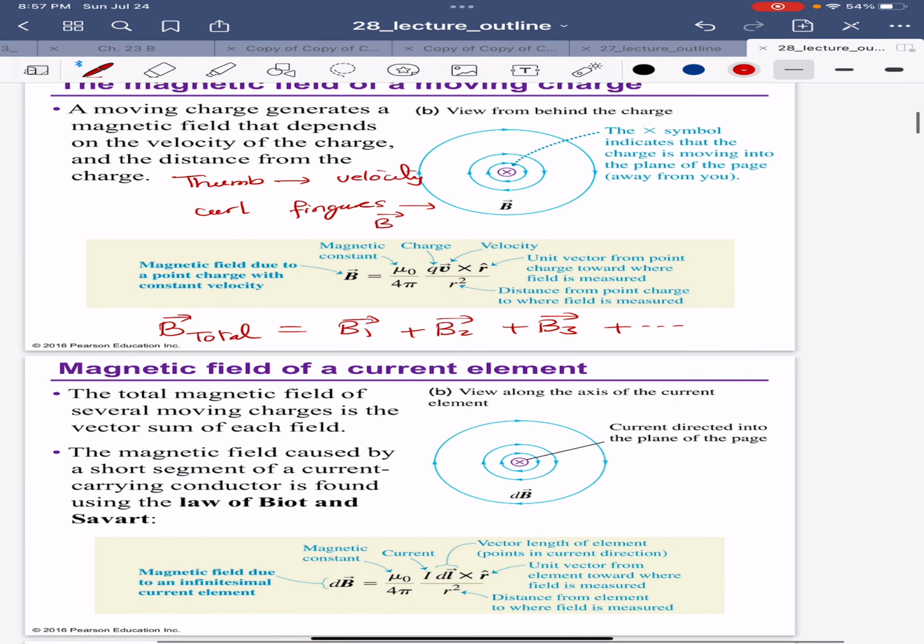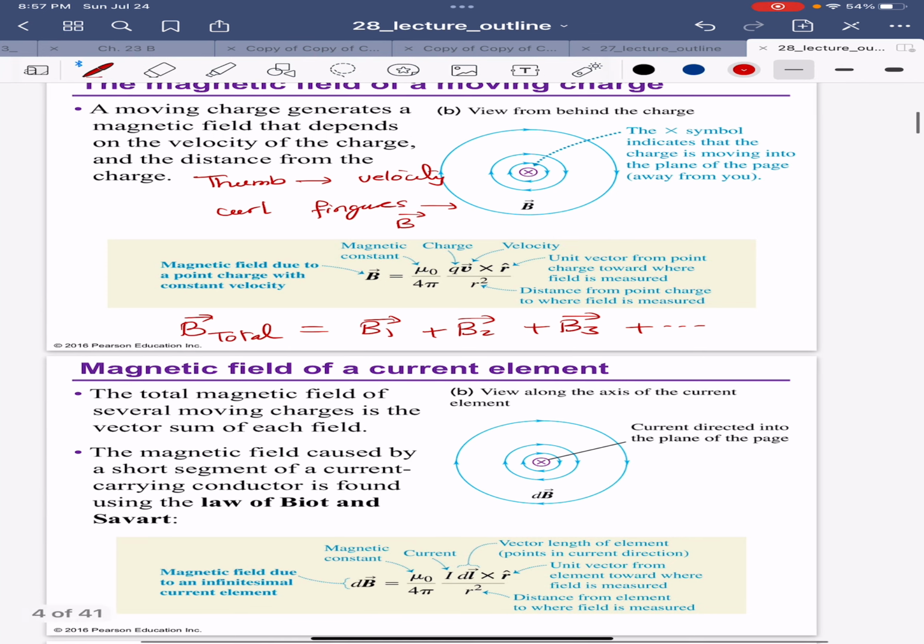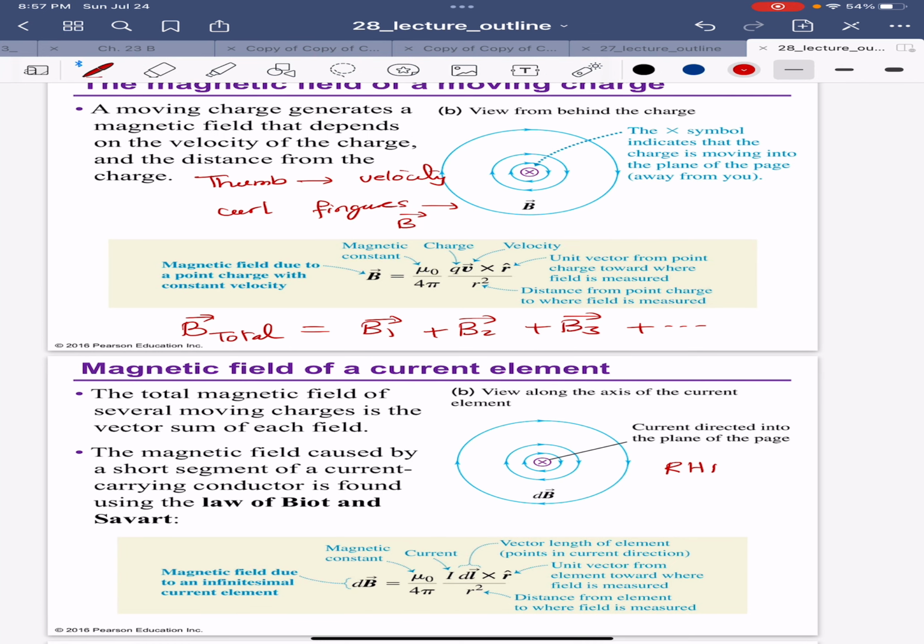Now, magnetic field of a current element. What if I have not a charge, but a wire that is carrying current, and the current is directed into the plane of the page? Again, for calculation of the direction, we're going to use the right hand rule.